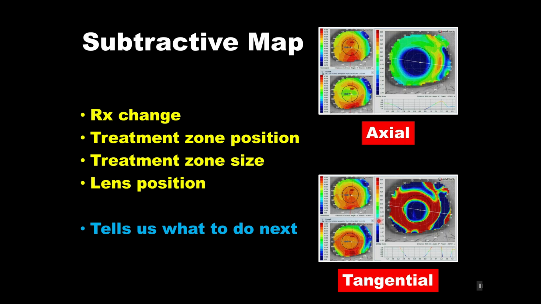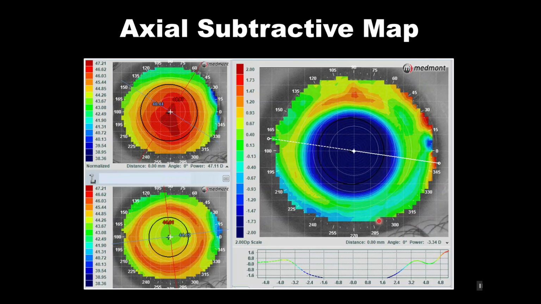There's so much that we can learn from the subtractive map that one single map can't tell us. The subtractive map tells us the RX change, the treatment zone position, the treatment zone size, the lens position. It gives us perspective on the quality of myopia controlling outcome that we may have created for the patient. So there's so many things that this subtractive map can do for us.